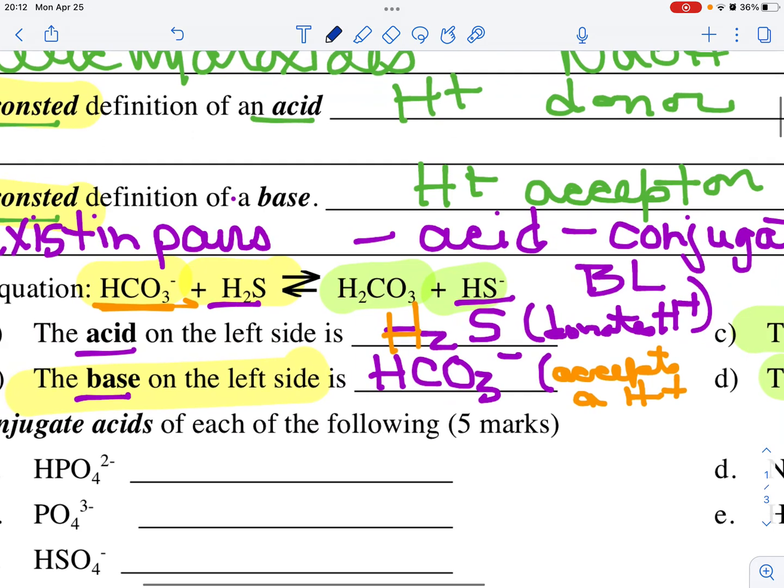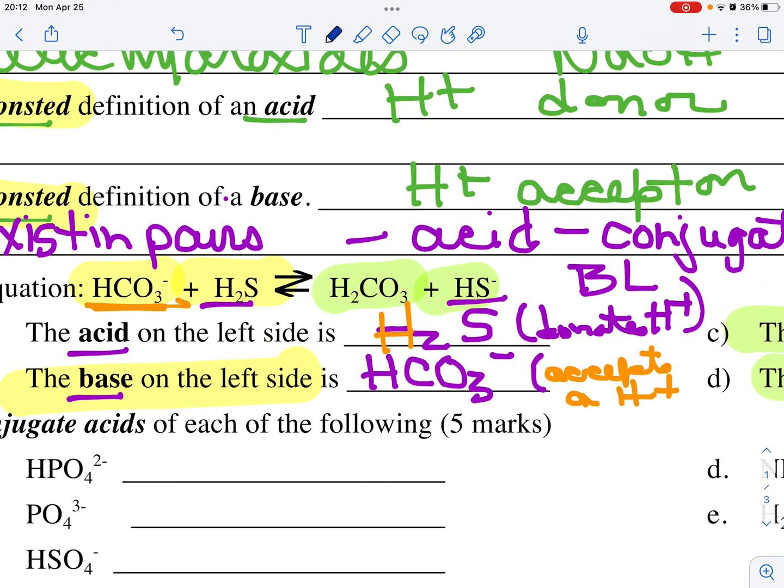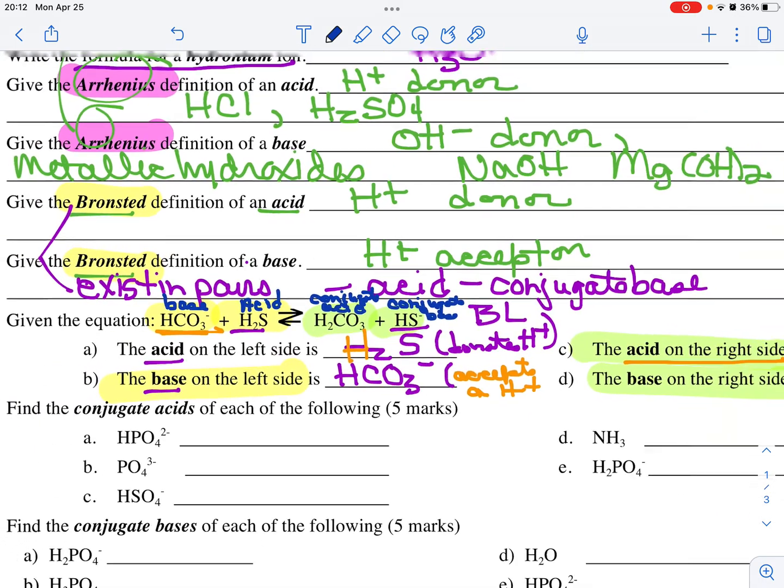Now, above these, and I'm going to try to make this bigger so you can see what I'm doing, I'm going to write acid, and I'm going to write base. Now, this is my conjugate base, and this is my conjugate acid.